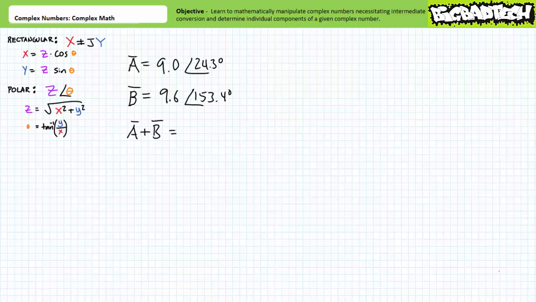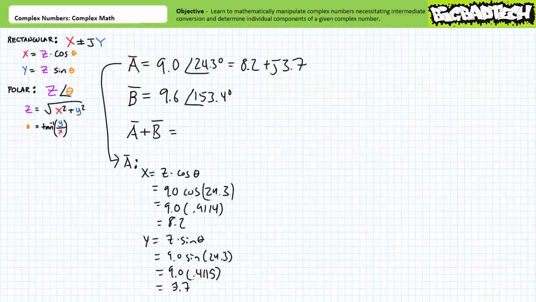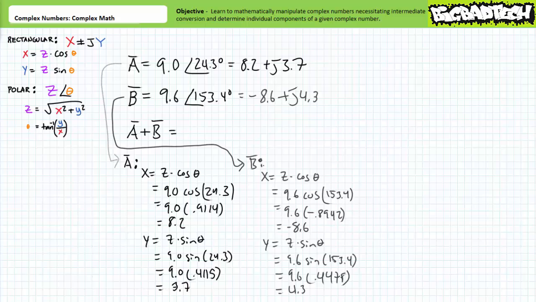Allow me to demonstrate. Consider complex number A, represented in polar format as 9.0 at an angle of positive 24.3 degrees, and complex number B expressed in polar format as 9.6 at an angle of positive 153.4 degrees. We're being asked to perform the operation A plus B. When we convert A to rectangular format, we arrive at 8.2 plus j 3.7 as these operations illustrate. When we convert B to rectangular format, we arrive at negative 8.6 plus j 4.3 as these operation chains illustrate.